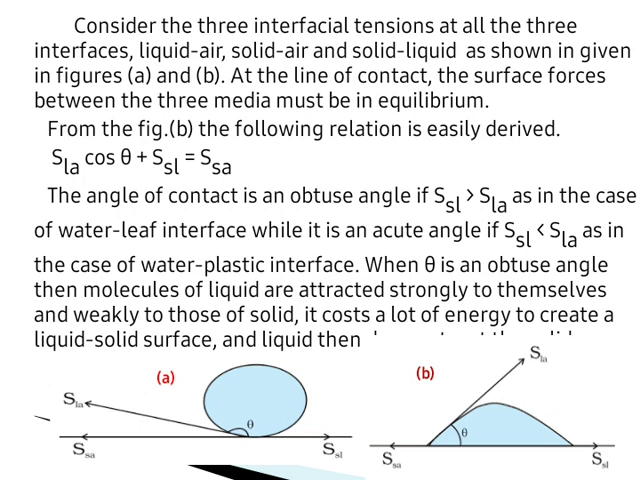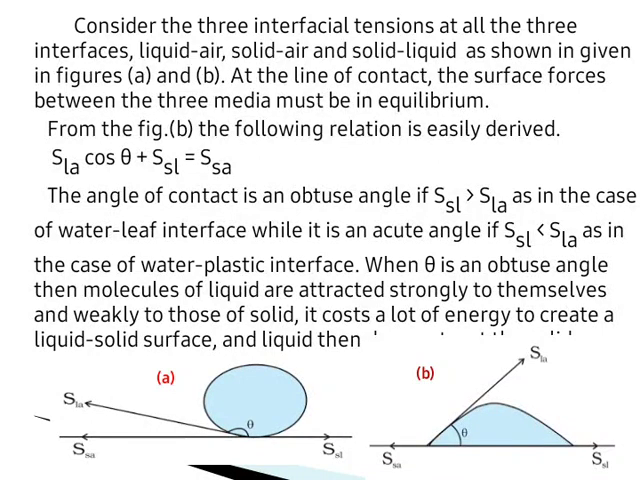It shows the surface tension at the solid-air interface is equal in magnitude but opposite in direction to the sum of the surface tension at the solid-liquid interface and the horizontal component of surface tension at the liquid-air interface. The angle of contact is an obtuse angle if SSL is greater than SLA, which is the case for the water-leaf interface, while it is an acute angle if SSL is lower than SLA, as in the case of the water-plastic interface.